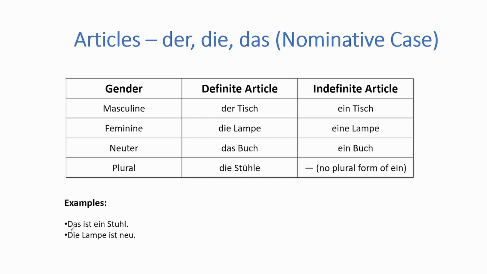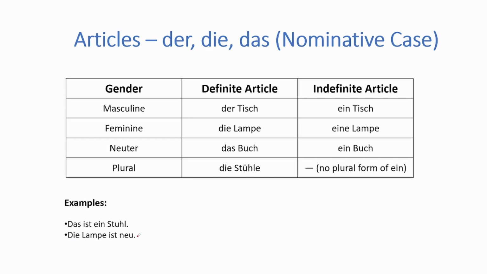So let's see the example. Das ist ein Stuhl. Why we are using ein here is because a stool is masculine. So the definite article for stool is der, and the indefinite article for stool is ein. That is why we say das ist ein Stuhl.